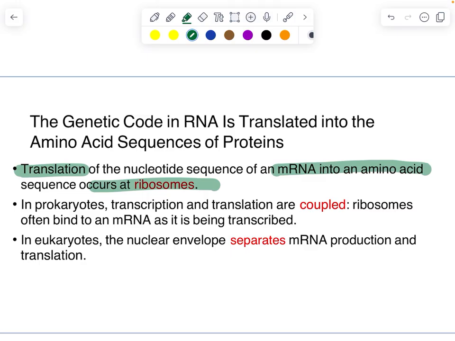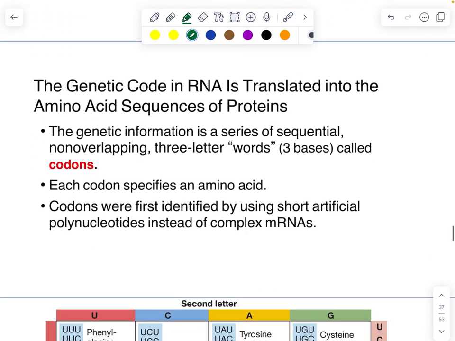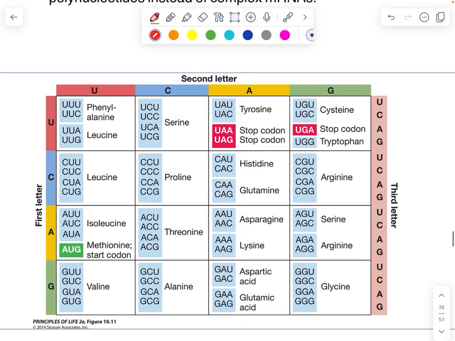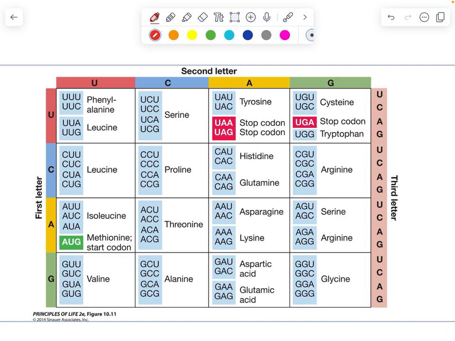In the analogy. So in prokaryotes, since there's not much space, they're coupled, but of course in eukaryotes, the nuclear envelope separates mRNA production and translation. In the genetic code, there's something we read in every 3 bases, and these are called codons. There are 64 codons. There are 64 words in the genetic code.